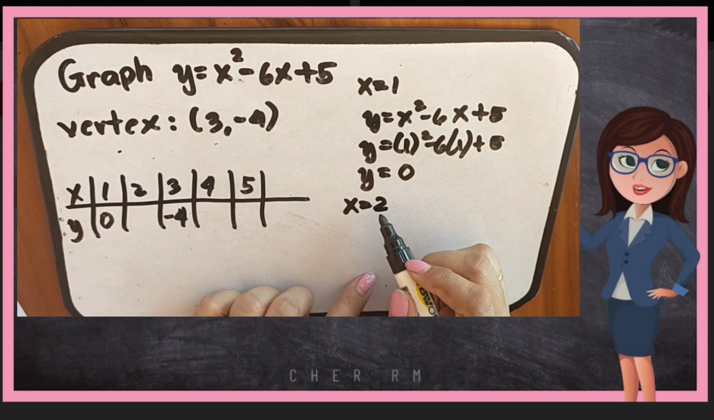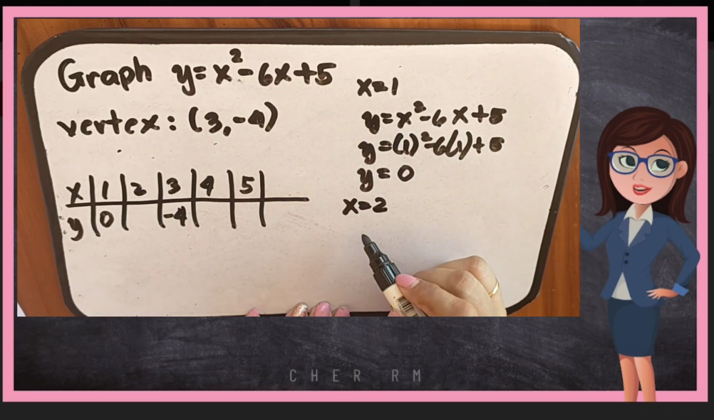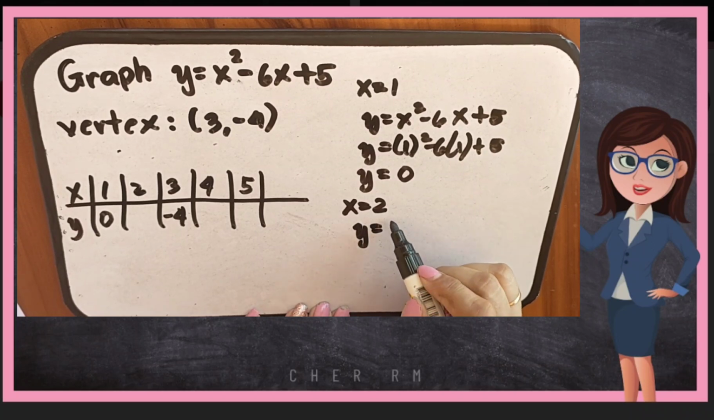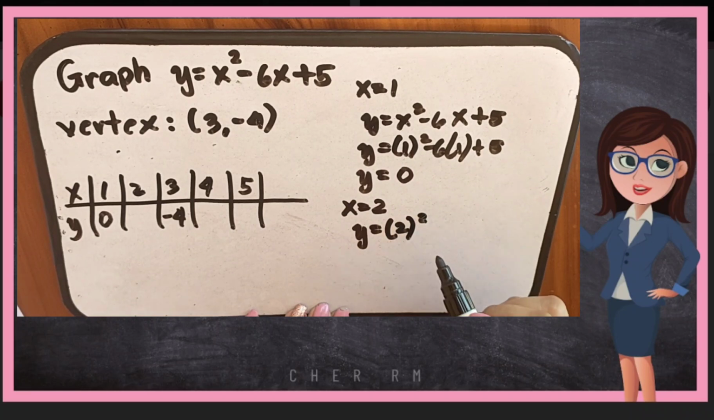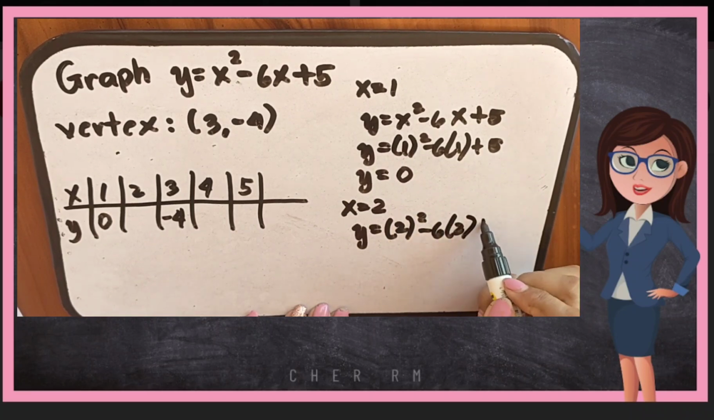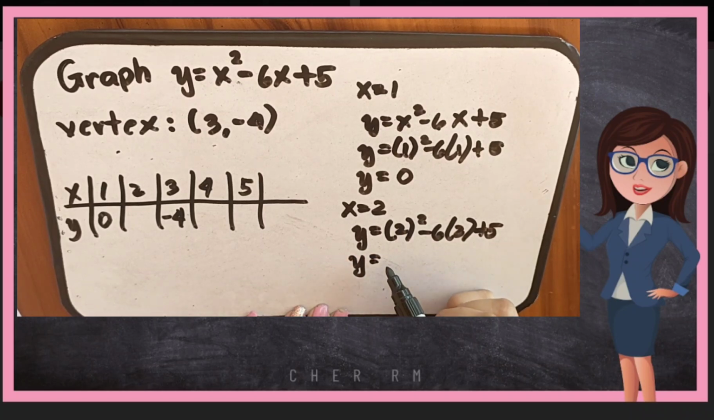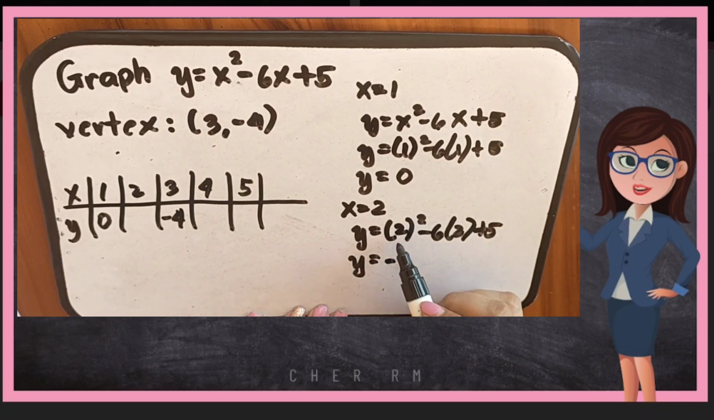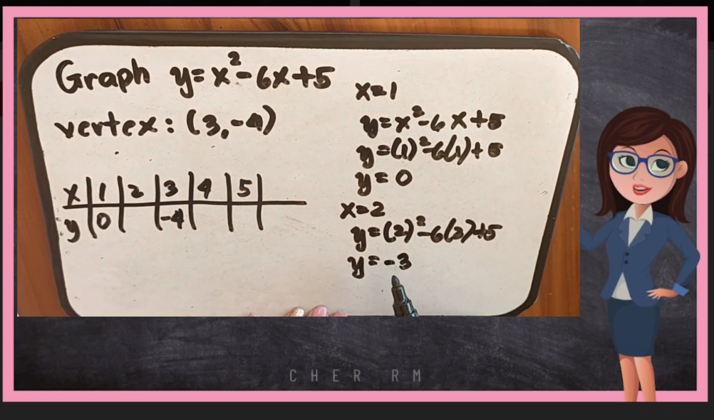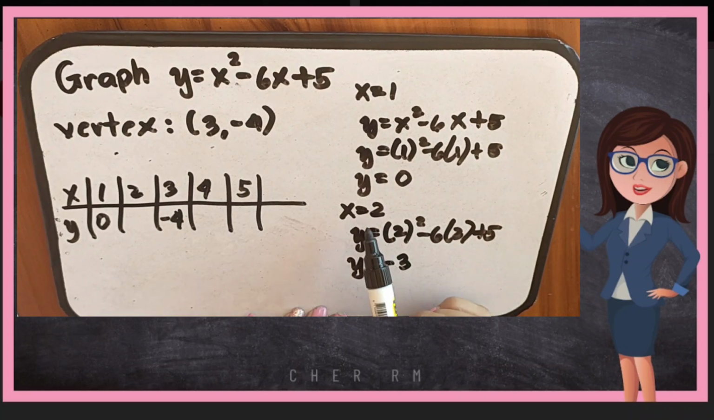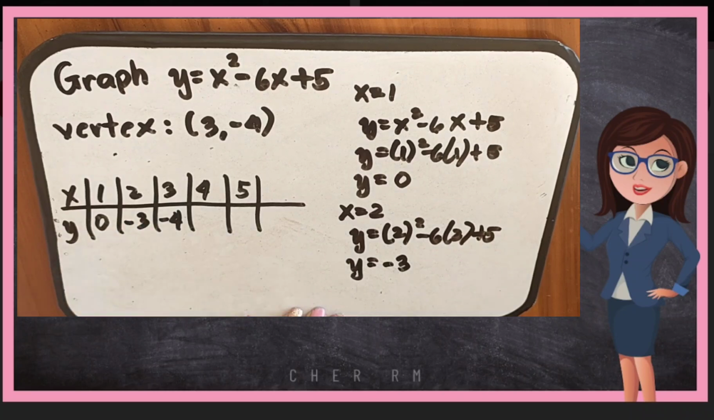Then x is equal to 2, using the same quadratic function. So we have y equals, now let us change this into 2: 2 squared minus 6 times 2 plus 5. Then simplify. The result is negative 3, because 2 squared is 4 minus 12 plus 5. So the value of y is negative 3 if x is positive 2. Let us write negative 3 here.